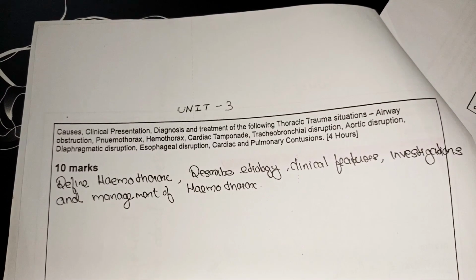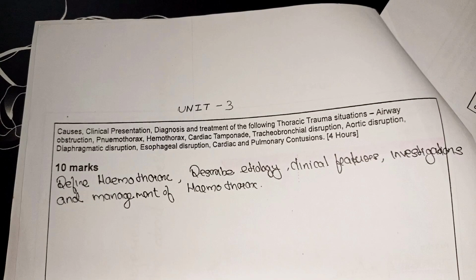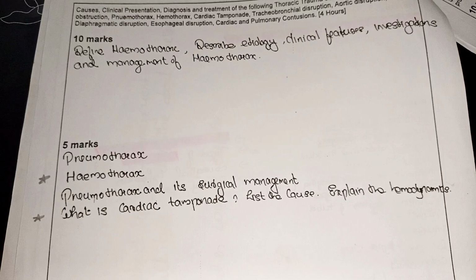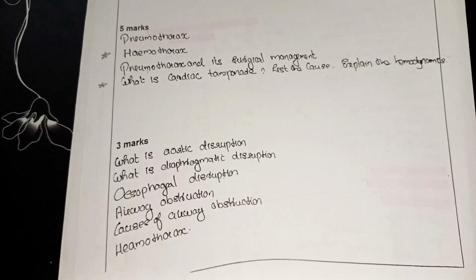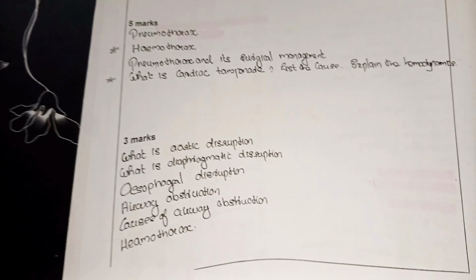Now moving on to the next chapter. In this, the important 10-mark question is define hemothorax, describe etiology, clinical features, investigations and management of hemothorax. Now coming to the 5 marks, pneumothorax, hemothorax, pneumothorax and its surgical management, what is cardiac tamponade, list the causes and explain hemodynamics. In 3 marks, the first one, what is aortic disruption? Second one, what is diaphragmatic disruption, esophageal disruption, airway obstruction, causes of airway obstruction, and hemothorax.